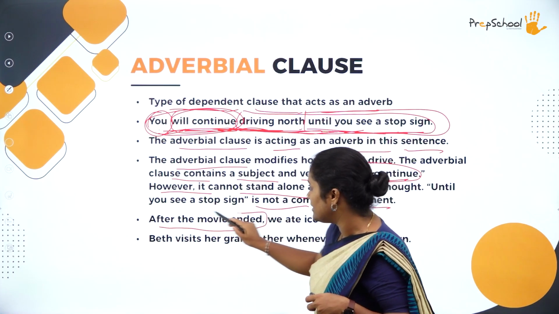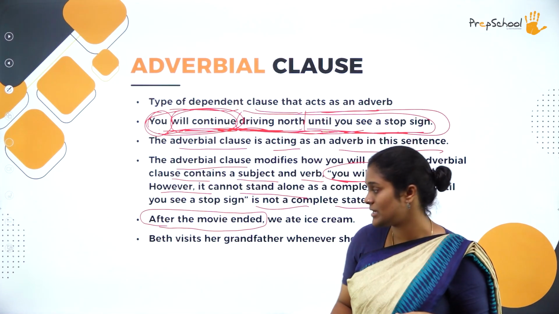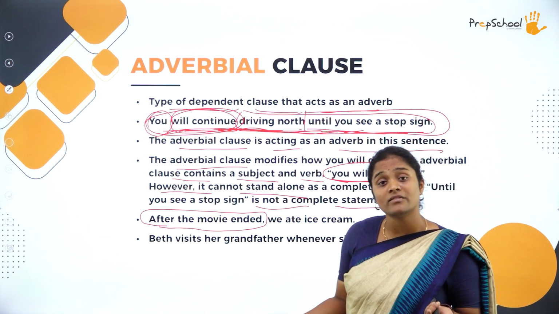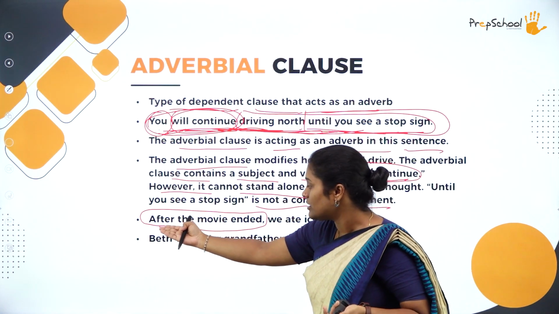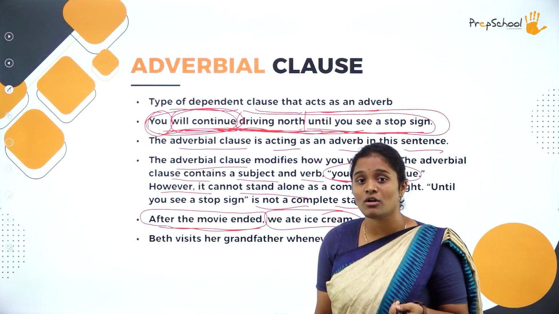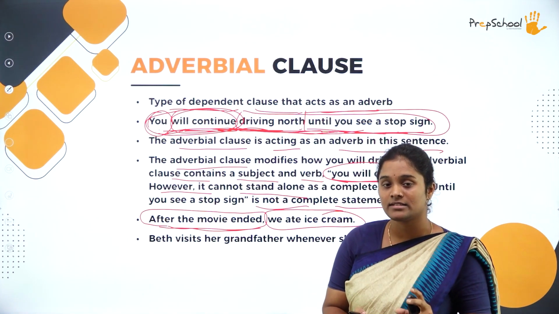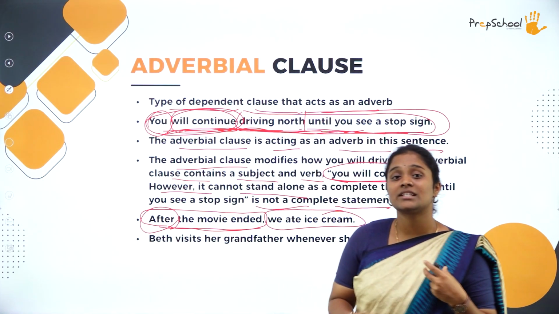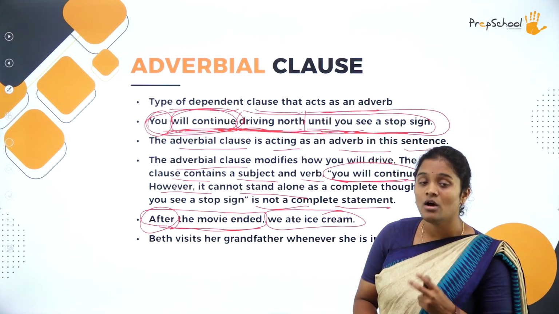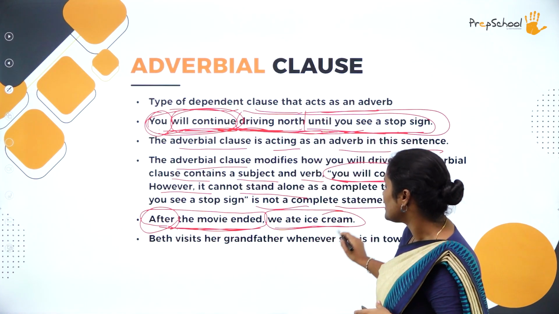After the movie ended, what happened? Now you clearly know that it is a dependent clause because it just doesn't make sense. If I had only kept this statement, after the movie ended, what happened after the movie ended? It can't stand alone. We ate ice cream. Is this a dependent clause or an independent clause? It is an independent clause. We ate ice cream doesn't have anything to do with anything else. It just makes sense. But over here, words like "after" tell you that a clause has been used, and you have to identify whether it is an independent clause or a dependent clause, or what kind of clause it is. So: after the movie ended, we ate ice cream.